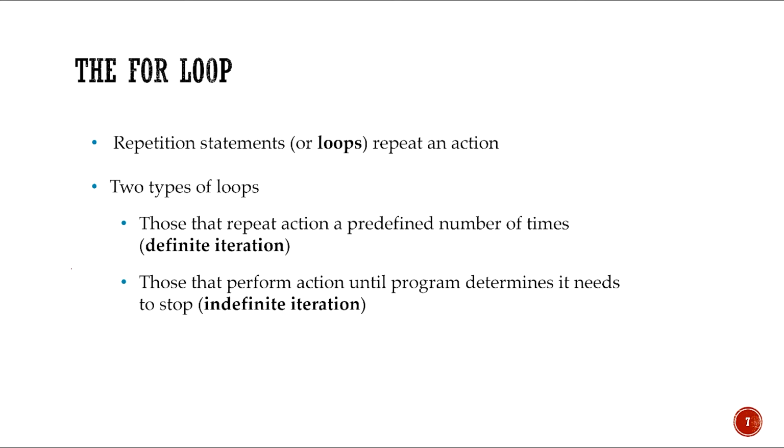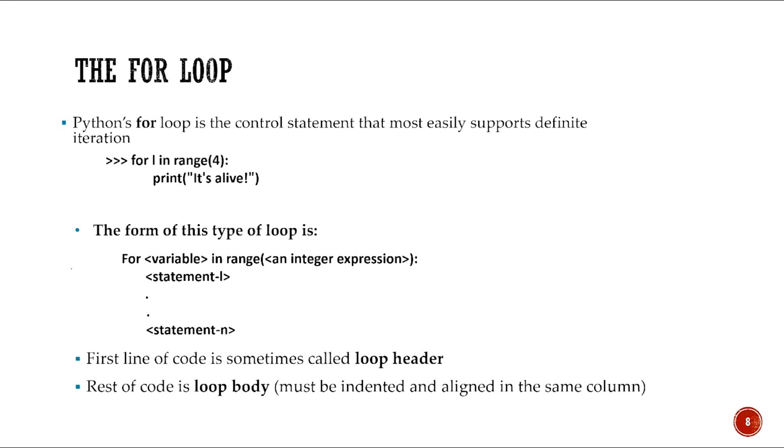Another type of loop performs an action until the program determines it needs to stop. So there is a termination condition, and we call it an indefinite iteration. So we don't know how many times exactly, but in each iteration we check that condition. Python's for loop is the control statement that most easily supports definite iteration. Here you see the first piece of code for a for loop. For L in range 4, print this statement. So we want to print this statement 4 times, and we use the range function.